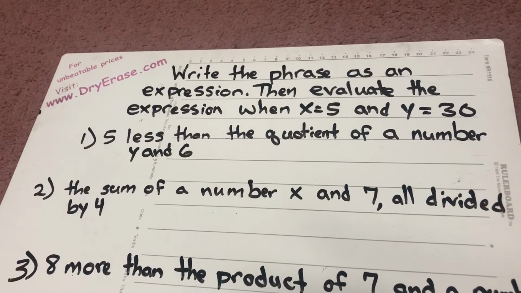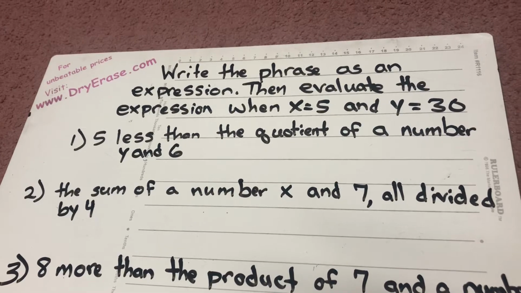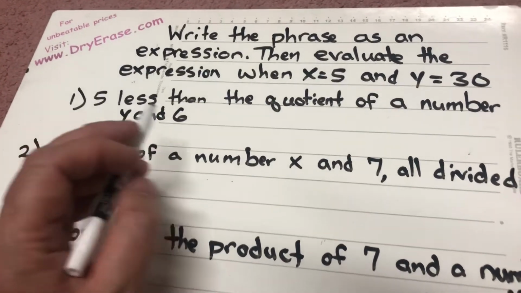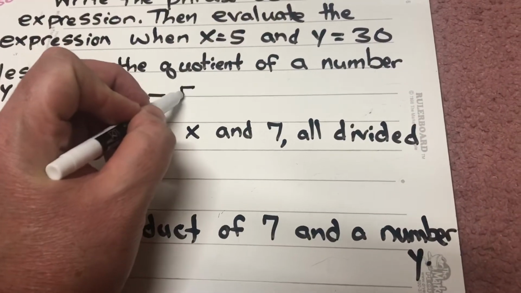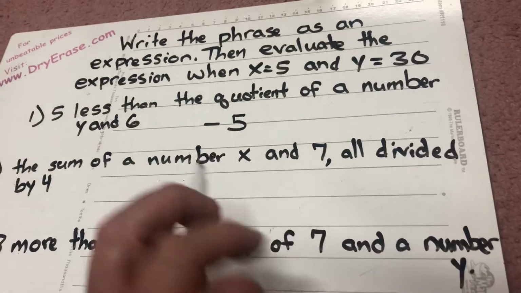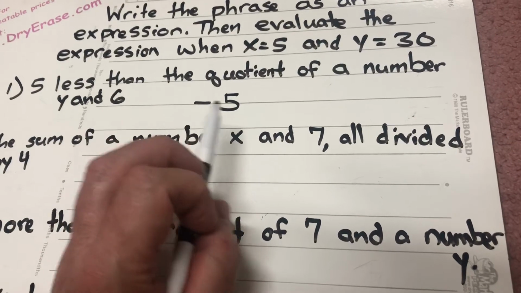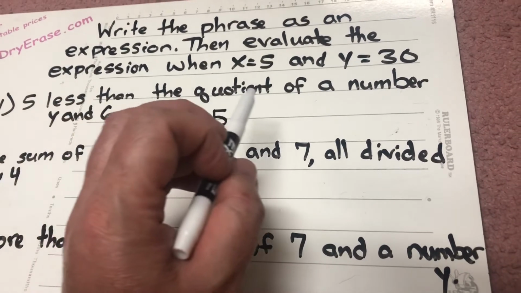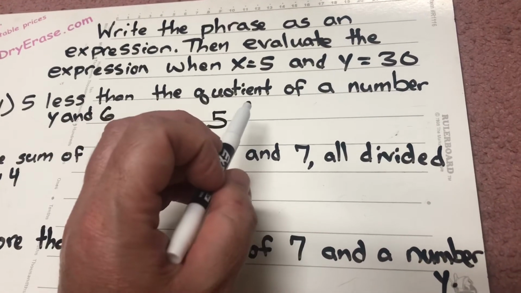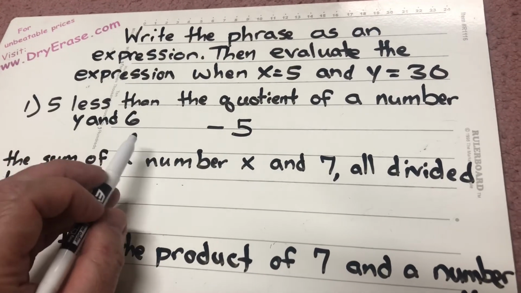So this first one says 5 less than the quotient of a number y and 6. Well, first of all, it says 5 less. When it says 5 less, I've got to know that that means it's minus 5 because we're taking 5 away. It's 5 less. If we want to figure out what 5 less than something is, we subtract 5. But it says it's less than the quotient of a number y and 6. So the quotient, that's a division problem, remember, of a number y and 6. So that's y divided by 6.